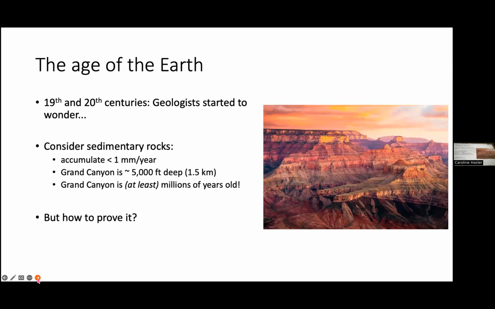So again, this was pretty clear to people who were actually looking at rocks and thinking about how they could have formed. But the question for a long time was, how do you prove that? How do you get hard evidence, unassailable evidence that Earth is much, much older than 6,000 years?